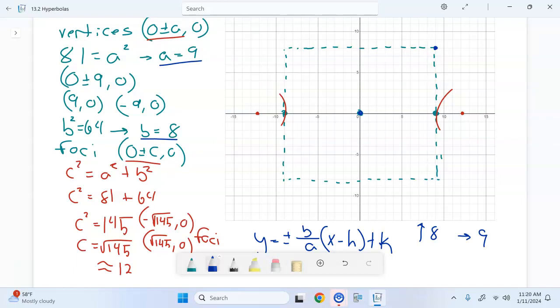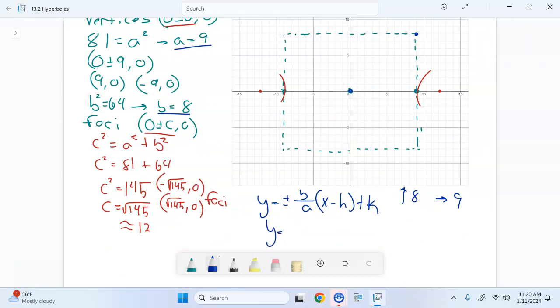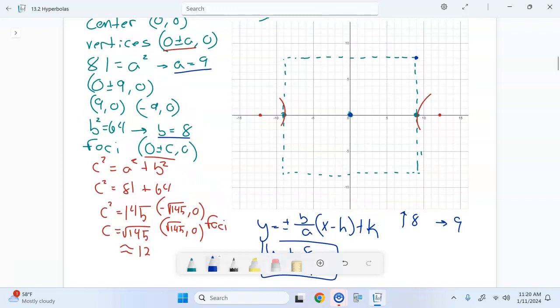So you can use that box if you forget what the slope is. If you know what the slope is, you don't need to draw the rectangle, but it helps if you can't remember: is it going to be A over B or B over A? That's the whole point of that rectangle, to help us get that slope. And so we know that our lines will be plus and minus 8 over 9 x. What's h? 0. What's k? 0. So we're going through the origin, so we don't need to fill in the rest. Both the asymptotes are 8 over 9 x and negative 8 over 9 x.